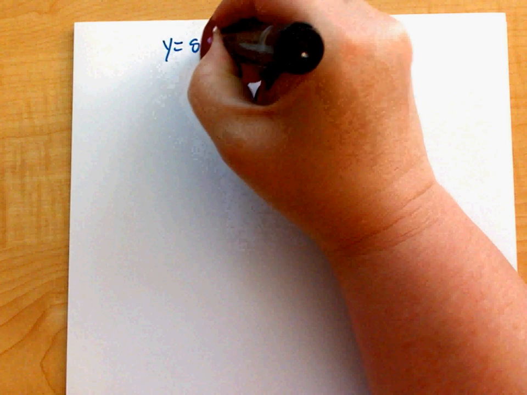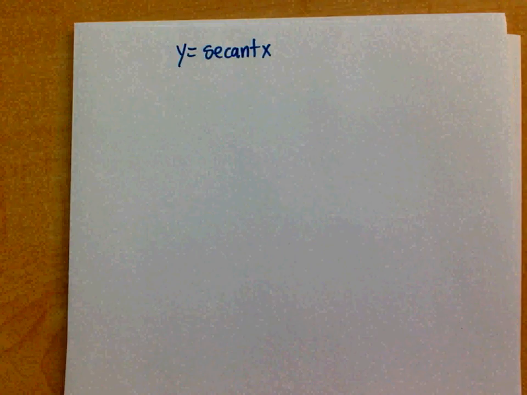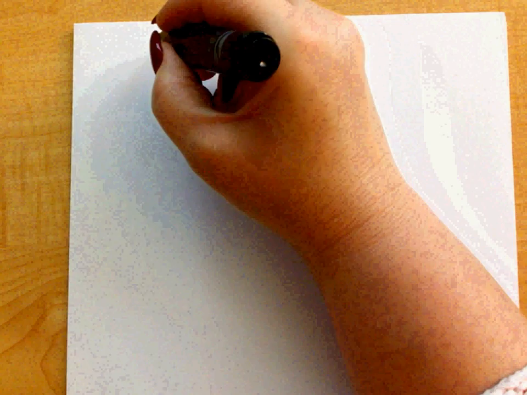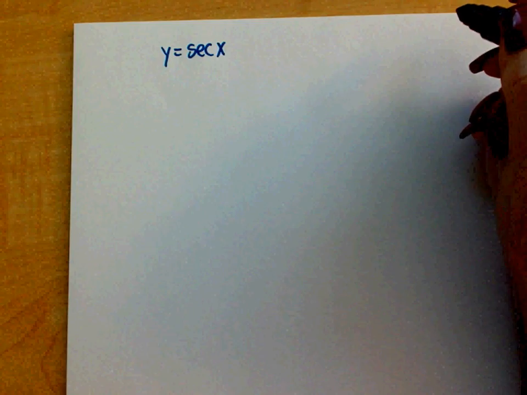Our next function is secant. So we have y equal to the secant of x, which we would really just abbreviate like this, y is equal to sec x, okay?